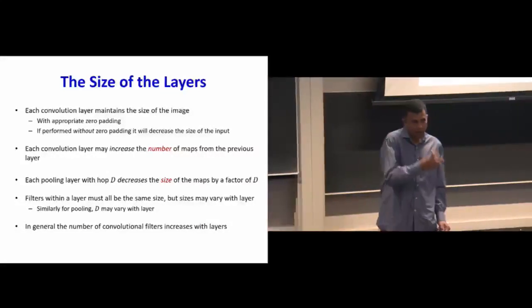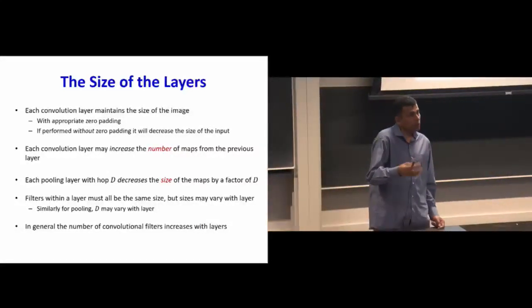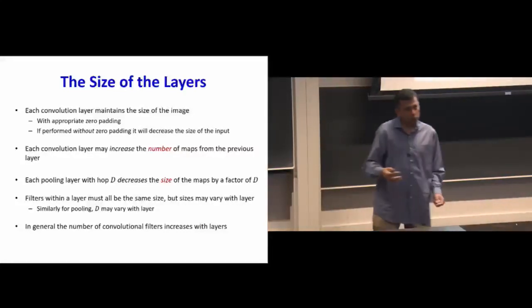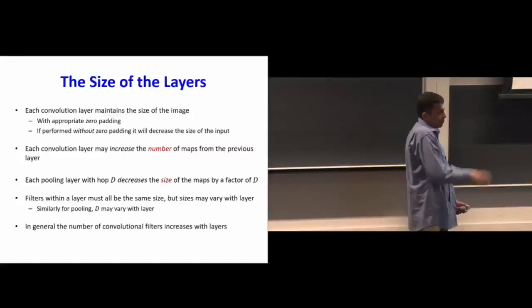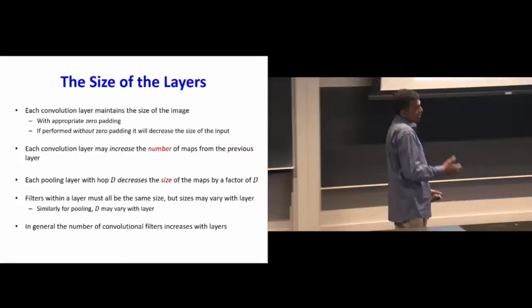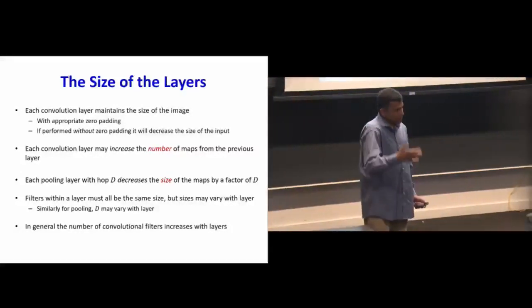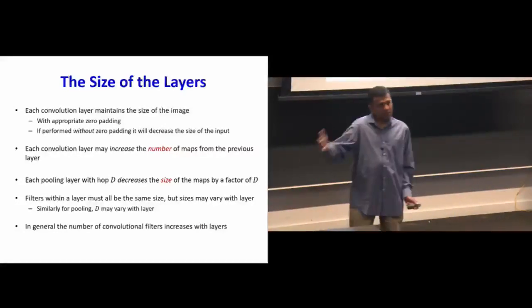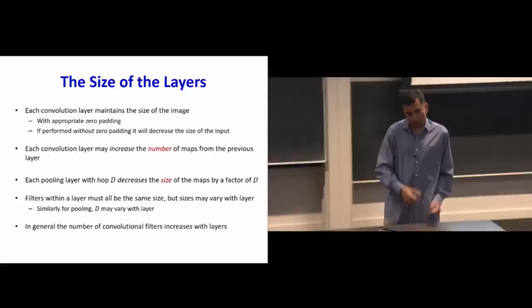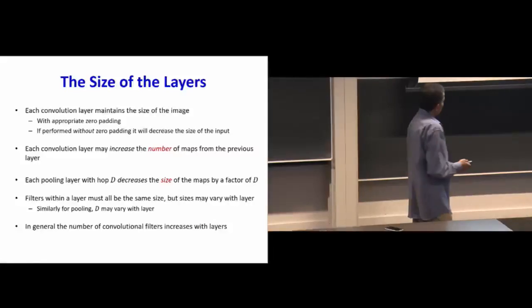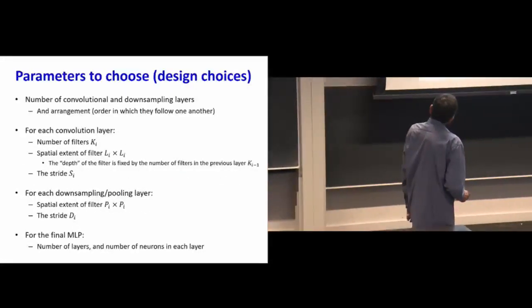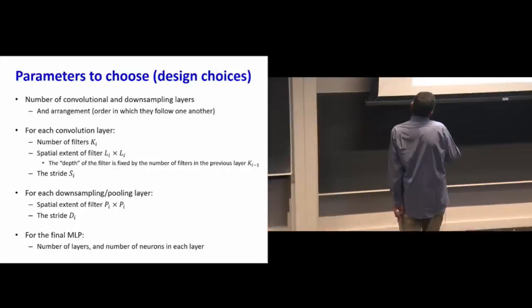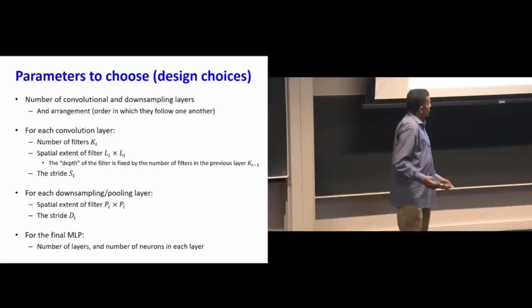Typically, it's popular to make each layer some power of 2 deeper than the previous layer, which means that if the first layer has 4 filters, you like to have 8 or 16 filters in the next layer, 32 or 64 filters in the next layer, and so on. You like to increase the filters in terms of powers of 2. And for the final MLP, you have to decide how many layers and the number of neurons in each layer.